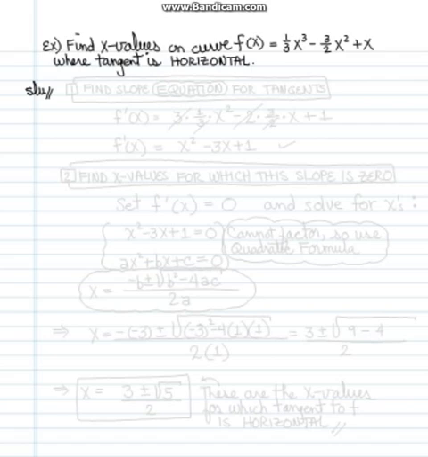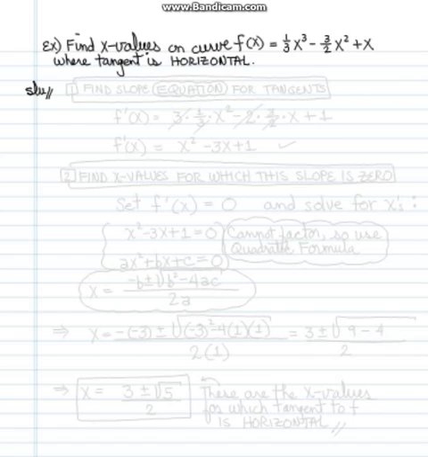In this example, we're going to find x values on the curve f of x equals 1/3 x cubed minus 3/2 x squared plus x, where the tangent is horizontal to the curve. Find the x values where the tangent is horizontal. The tangent to the curve is horizontal.